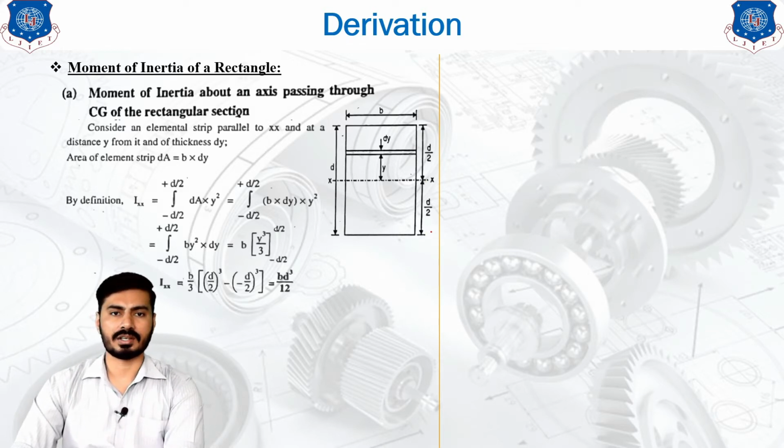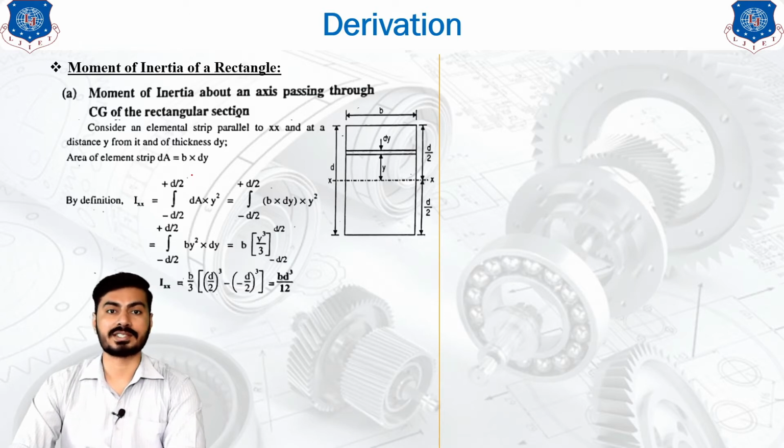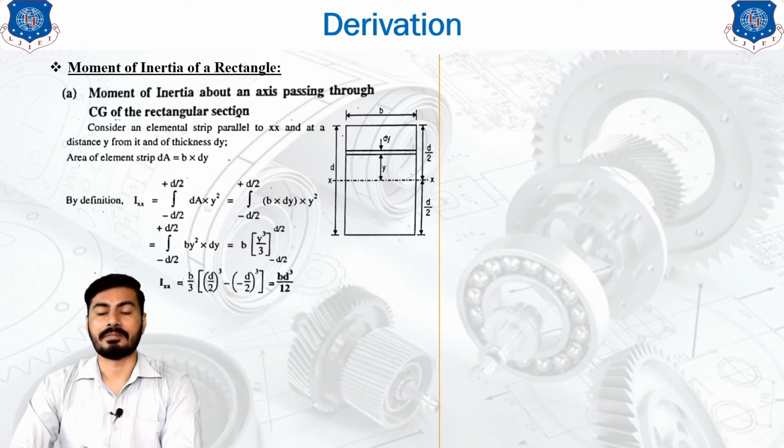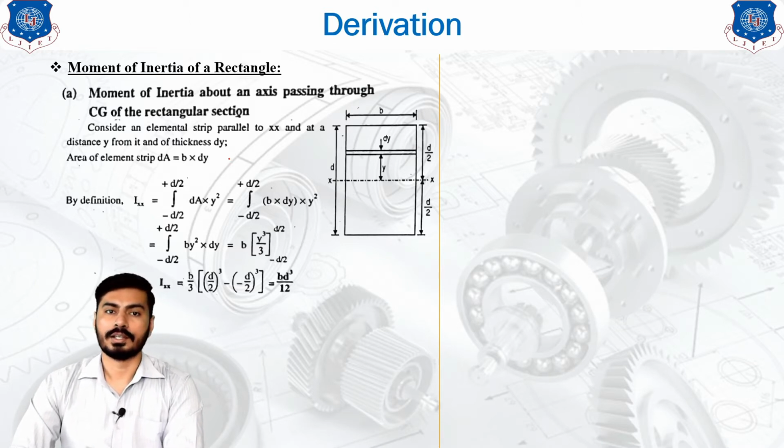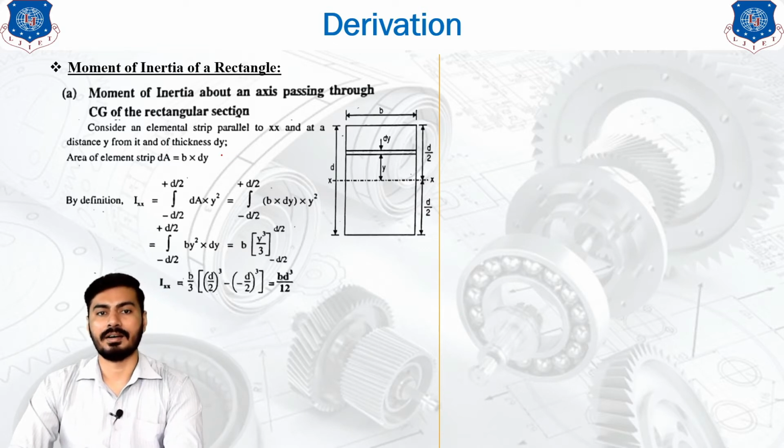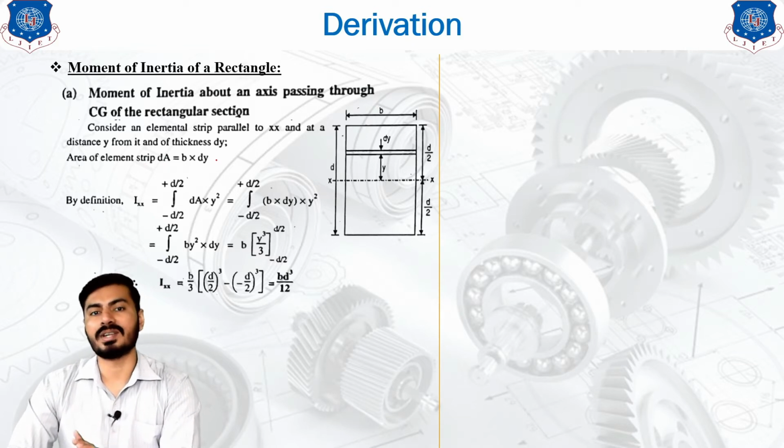Now, our intention is to find out the moment of inertia for this particular rectangular shape around the axis passing through the centroid of the rectangle. So consider an elemental strip parallel to the axis. As you can see in this diagram, there is a strip which is parallel to the x-axis, which is passing through the centroid, at a distance y from it, having the thickness dy. So the thickness dy and the distance y are provided to calculate the moment of inertia of that particular strip around the center of gravity.